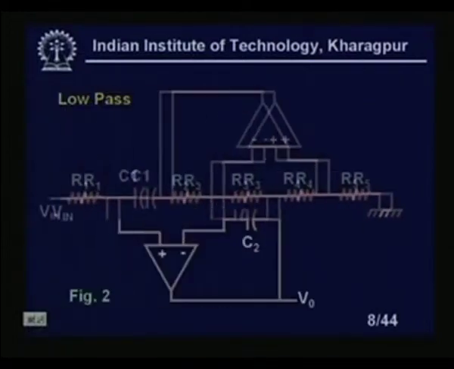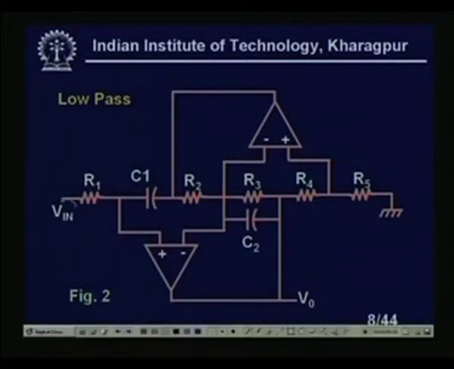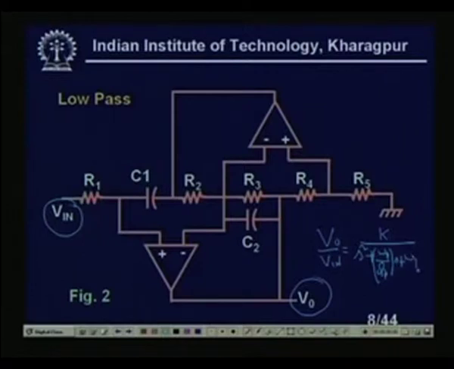Now, let us look at these low pass structures. Between this input and this output, I will get a low pass structure. That means V0 by V in will give you a value like K divided by S square plus S omega p by QP plus omega p square. This is the type of structure we will get, right.